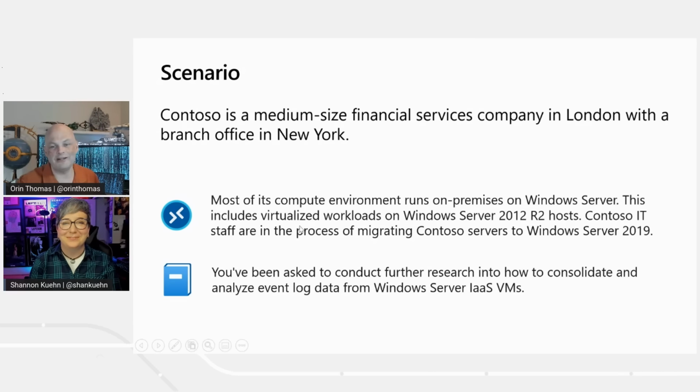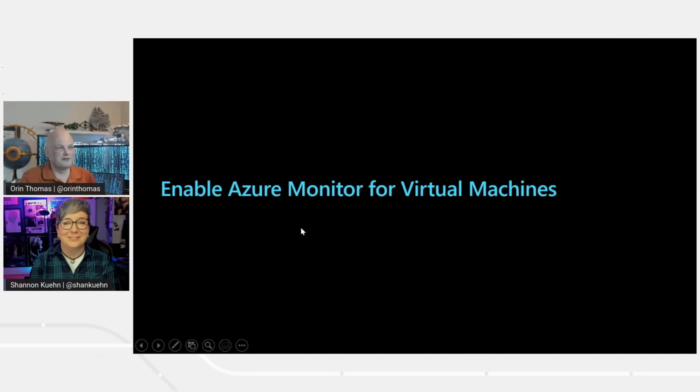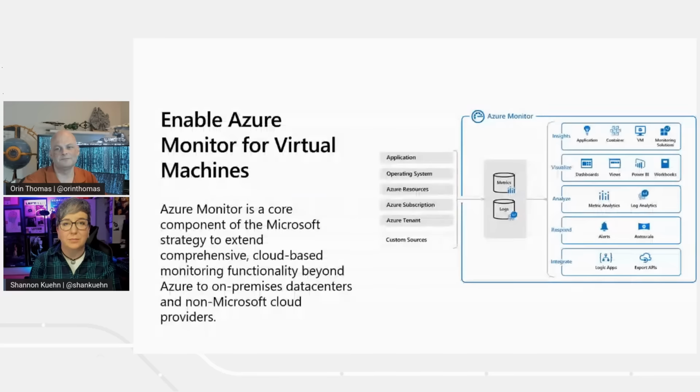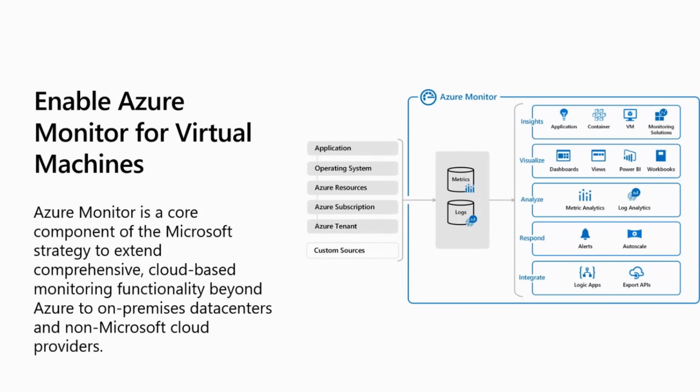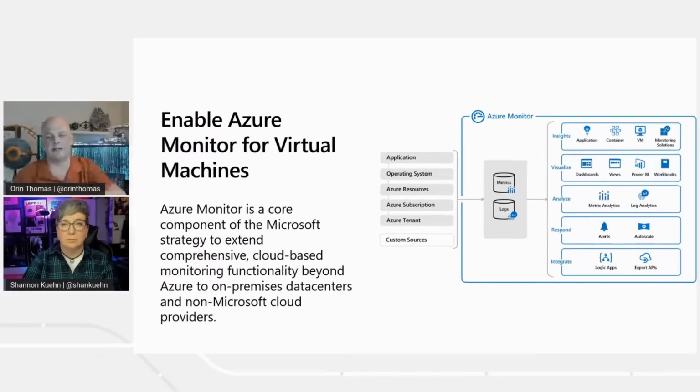Anyway, Shannon, I think you've now got one of those simple slides. I do. So we are going to go through the exercise of enabling Azure Monitor for virtual machines. Okay, so let's talk about what happens when you enable Azure Monitor for virtual machines. What Azure Monitor does, as we've said, is it's a core component of the Microsoft strategy to extend comprehensive cloud-based monitoring functionality beyond Azure to on-premises data centers and non-Microsoft cloud providers.